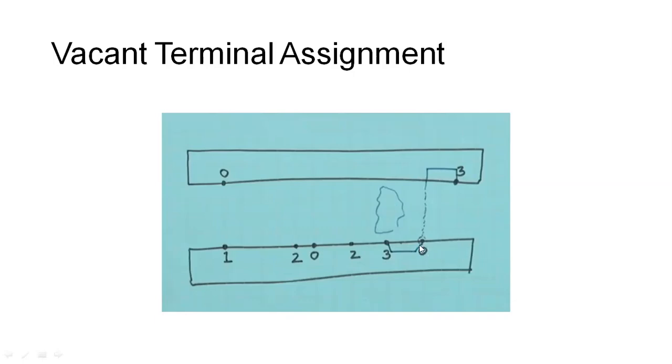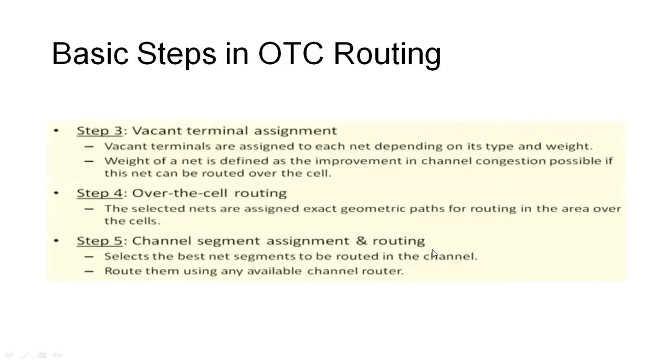So the vacant terminal will be given some weight. This will be given more weight. If you are having 4 lines running, and you connect this terminal 3 to the net here, and another to the net 3 here, then the congestion will become 5. So this vacant cell will be given a weight of 5. That is what I mean by weight here.